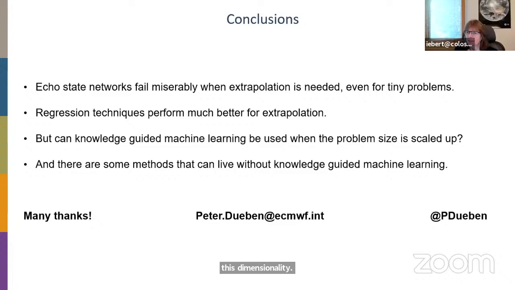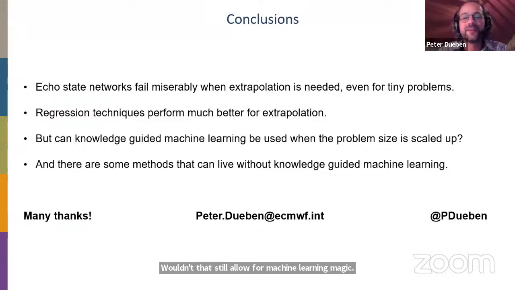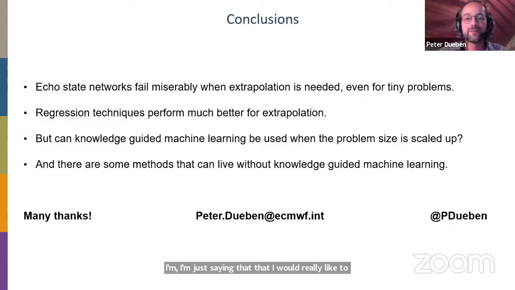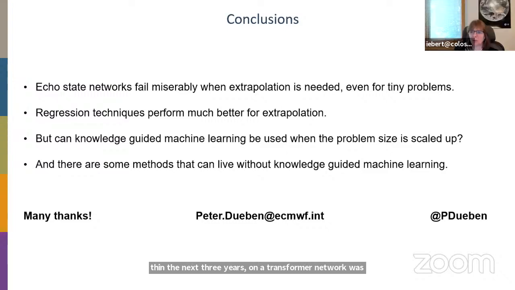All right, thank you. Next question. In Pierre's talk, he mentioned adding conservation laws only resulted in going from n to n-2. Wouldn't that still allow for machine learning magic? Yeah, obviously. I was trying to confront you guys, and obviously there are methods that scale fairly well. I'm just saying that I would really like to see knowledge-guided machine learning applications within the next 3 years on a transformer network with 10 million degrees of freedom. All right, you just wanted to provoke us a little.